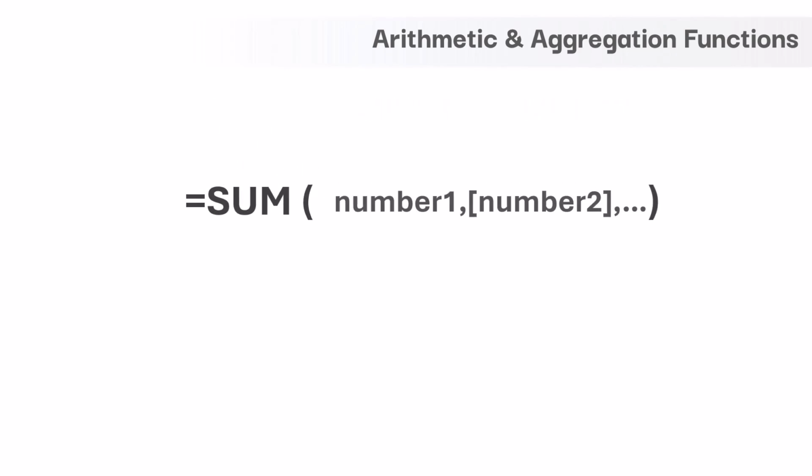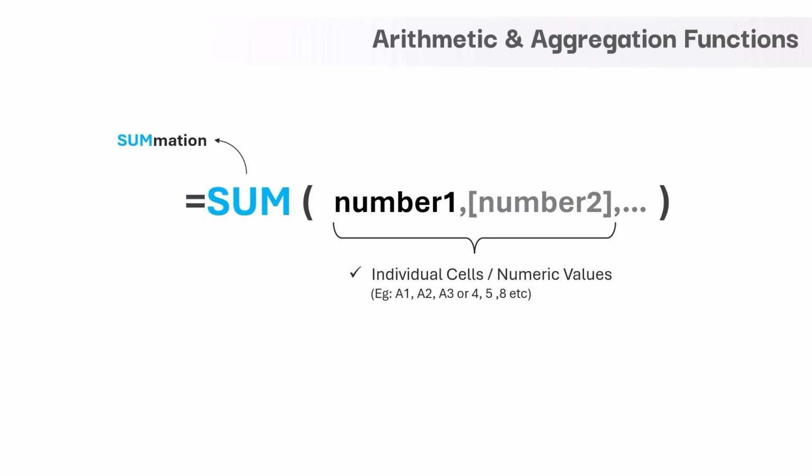This has one mandatory and one optional argument, so let's try to break it down. This function is named as a short form of summation, as it is used to sum the set of numerical values. These numerical values will go as input to the arguments, and these can be individual cells, or even you can provide the direct numerical values as input. To quote some examples, you can select cells like A1, A2, A3 by separating them with commas, or even you can follow the same syntax by entering the numerical values.